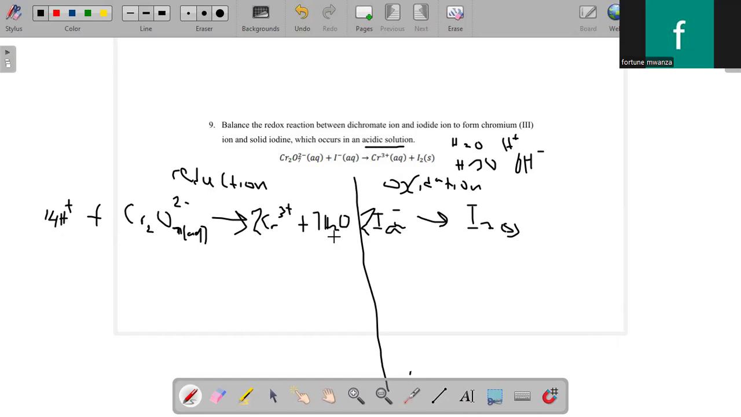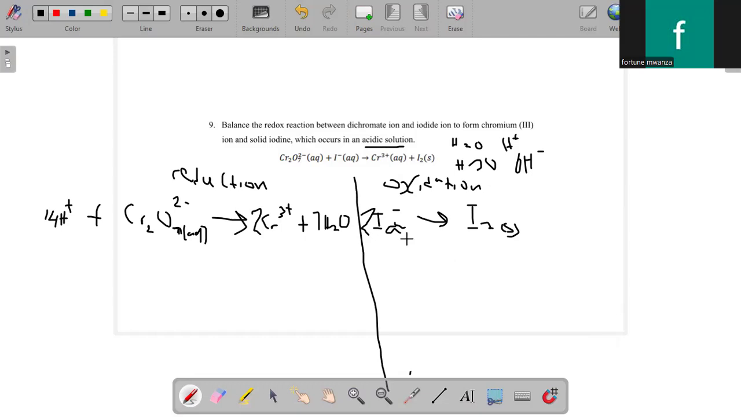We have 14 hydrogens on the reactant, 14 hydrogens on the product. We have 2 chromium atoms on the reactants, 2 chromium atoms on the products. So we have 7 oxygen atoms there, and we also have 7 oxygen atoms on the other side. So we balance this half reaction. We go to the other one.